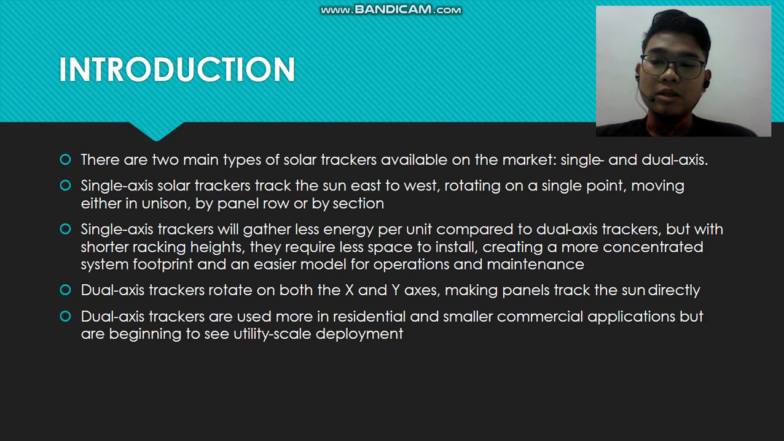So we will see the second one, which is the dual axis. A dual axis tracker rotates on both the x and y axis, and it will penetrate the sun directly. Dual axis trackers are also used more in residential and smaller commercial applications, but are beginning to see utility scale development.